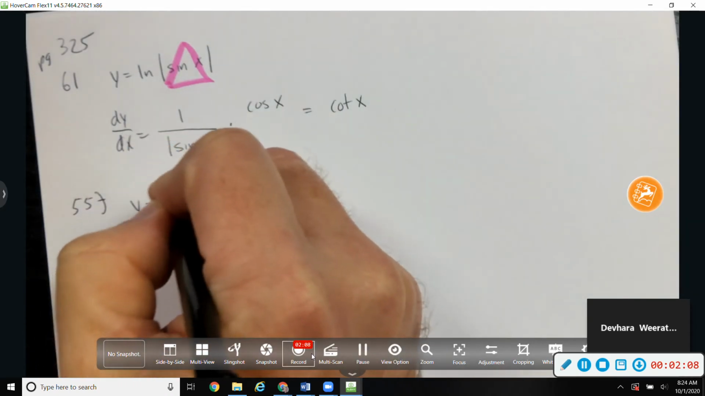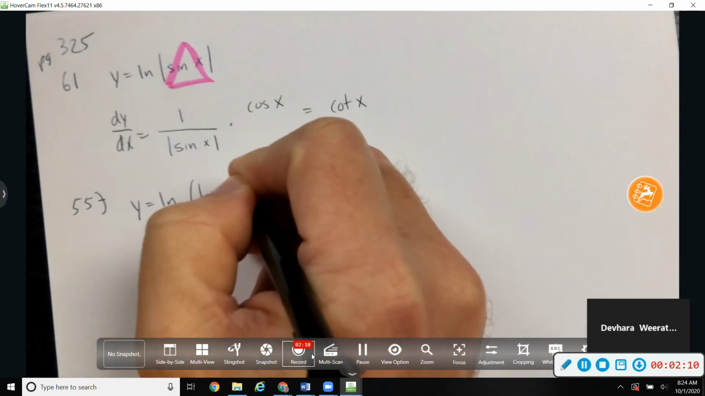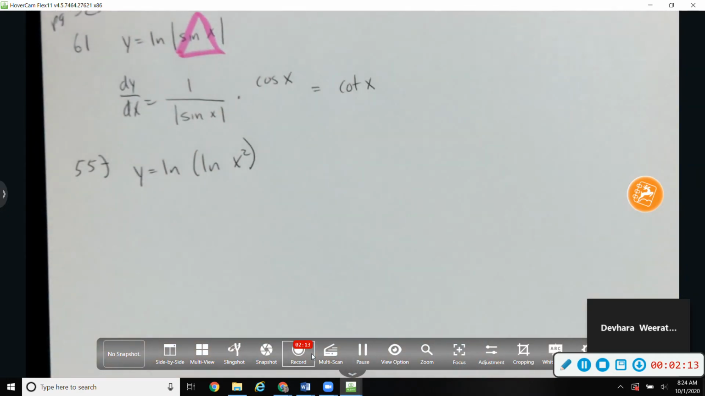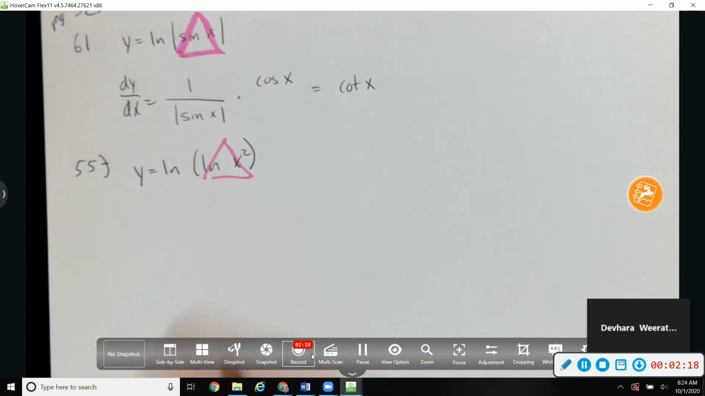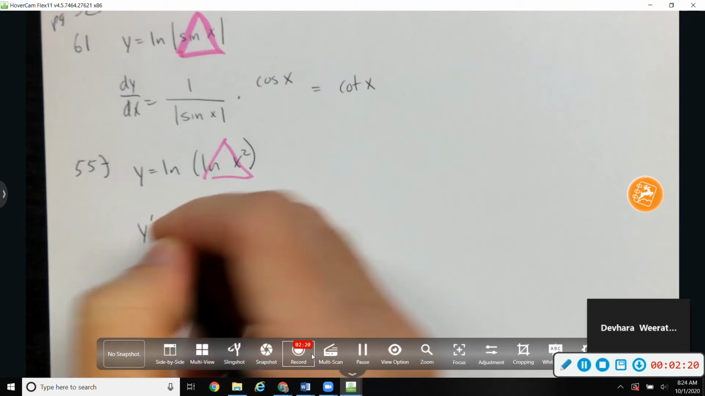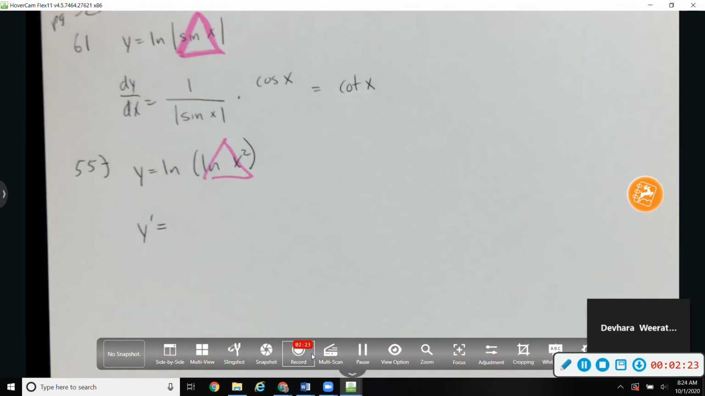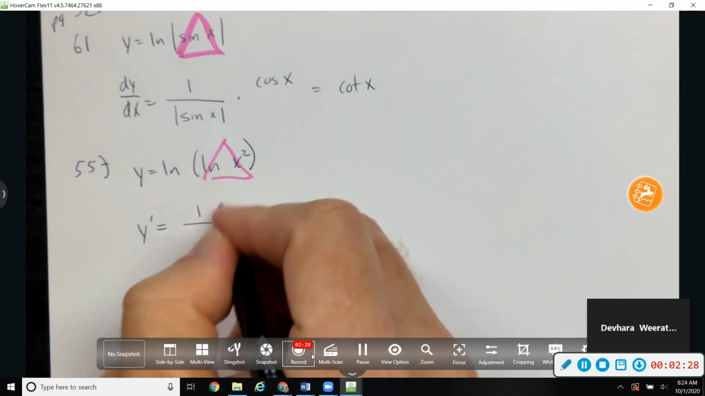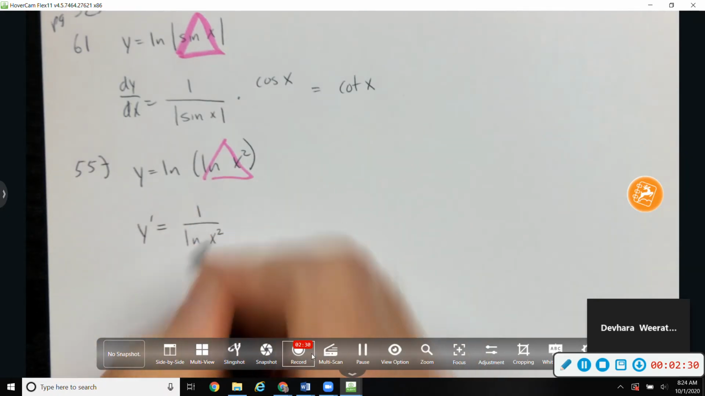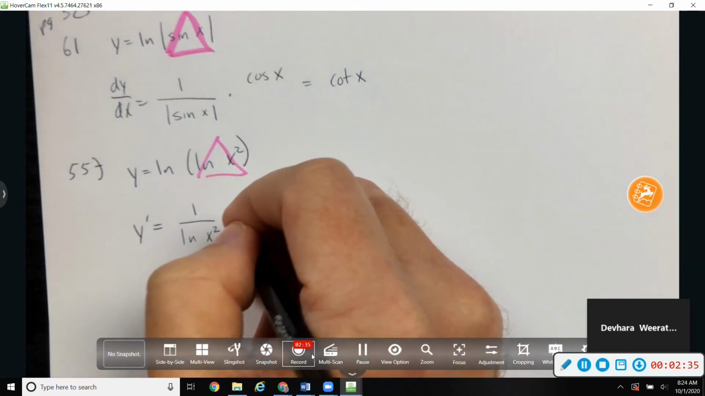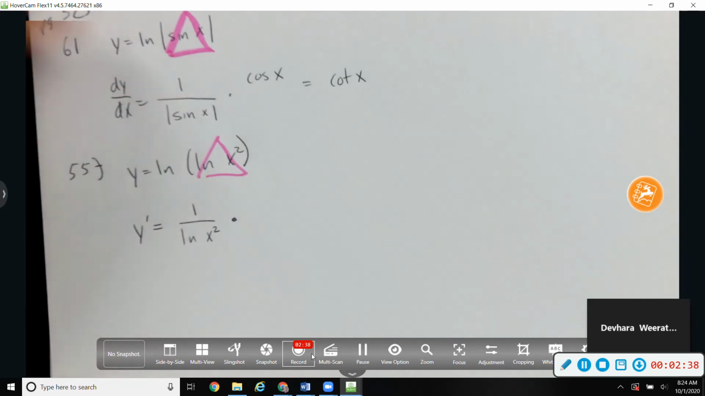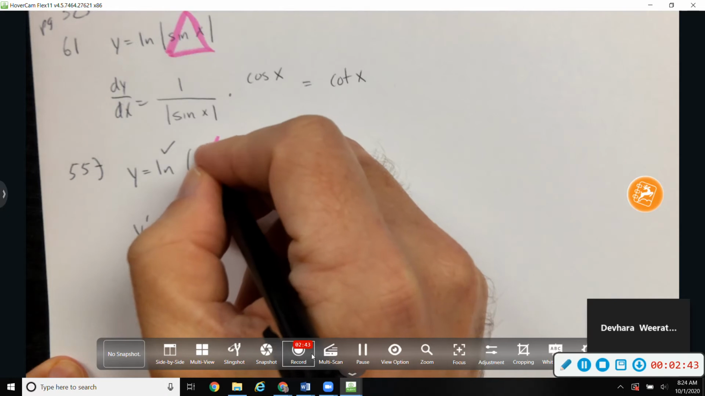Y equals natural log of the natural log of x squared. Oh, we did one kind of like that. So y prime, again, dy dx, y prime, same thing, just going back and forth so you get used to both. So 1 over the pink triangle times the derivative of the pink triangle. So if we're thinking chain rule, I took care of that log. Now I need to take care of this log.